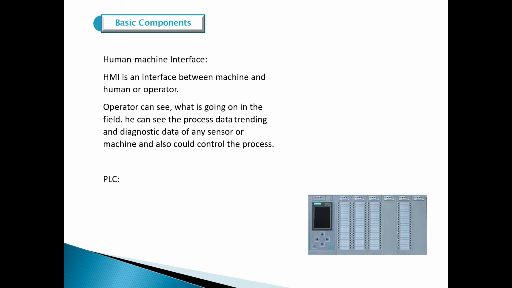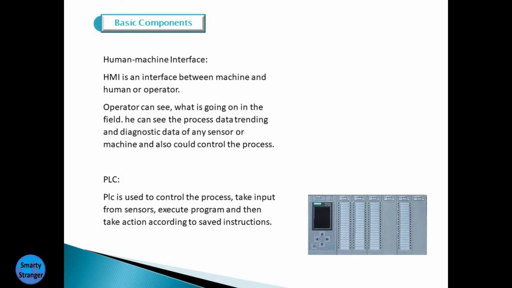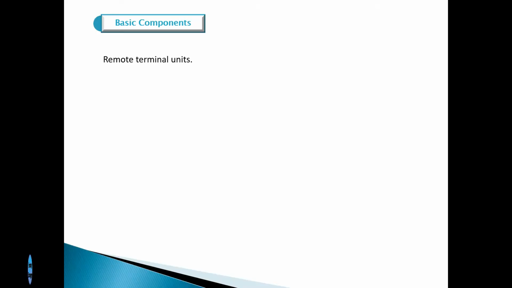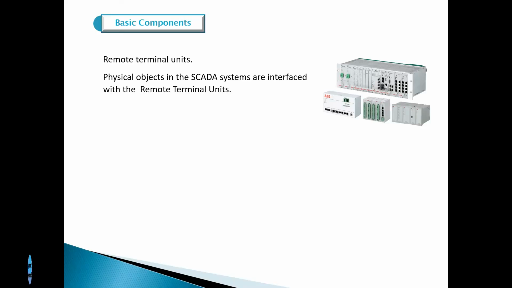PLC. PLCs are used to control the process, take input from sensors, execute programs, and then take action according to saved instructions. Remote terminal units. Physical objects in the SCADA systems are interfaced with the remote terminal units.